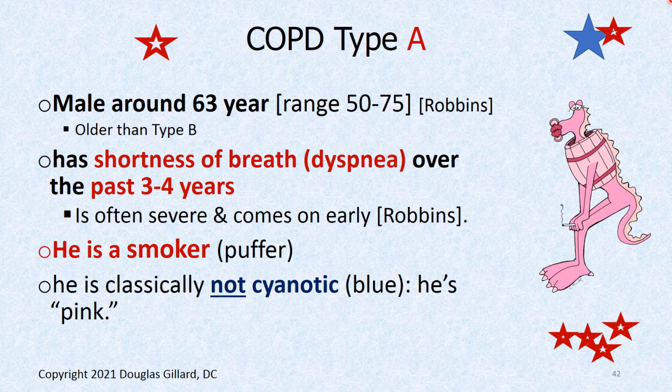But they're pink. Where does the pink come from? The pink comes from the fact that their blood is usually oxygenated. At least in the early stage, in this classic teaching, they're not cyanotic yet, so they're not near death. Therefore, all the blood gases will be normal. That's where the pink puffer comes from.